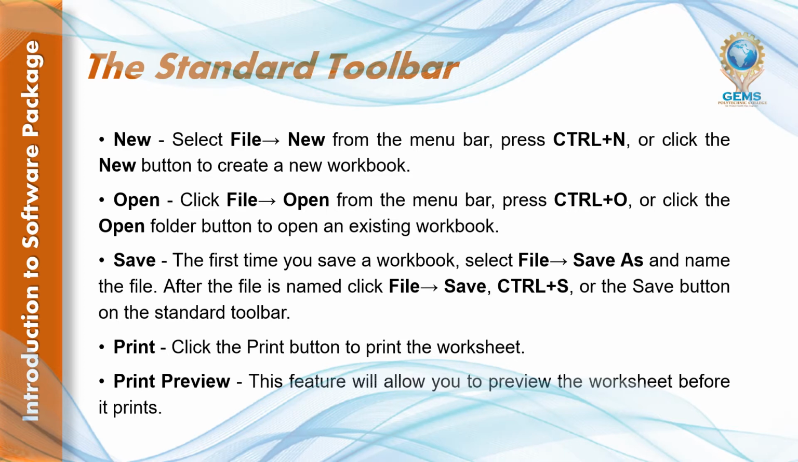Next, the save button helps you to save a workbook for the first time. You can use the shortcut Control plus S to save the workbook, or you can go to the File menu and use the Save option or Save As option. Next one, print. Click the print button to print the worksheet. Before printing the worksheet, you can use the print preview option, which will help you to preview the worksheet before it prints.